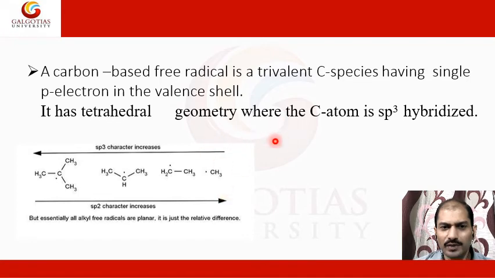If you see, the sp3 character increases in the direction towards the left, and the sp2 character increases from left to right. Essentially all alkyl radicals are planar; it is just the relative differences. To check the planarity, if it is a planar sp2 structure, then the stability order will go from left to right, and otherwise if it is sp3, then it will increase from right to left in such examples, as we see here.